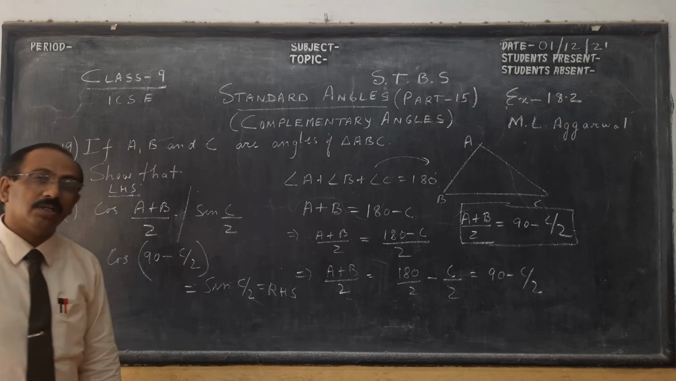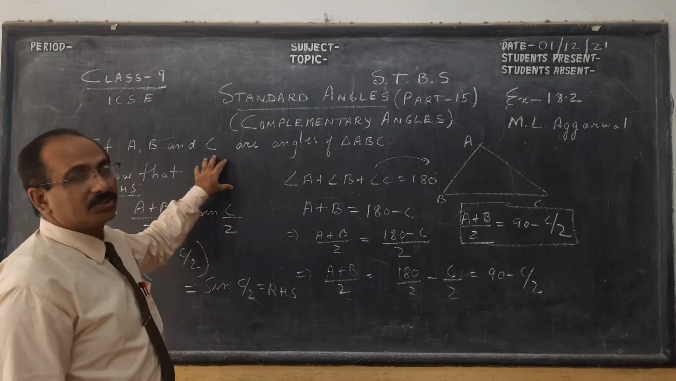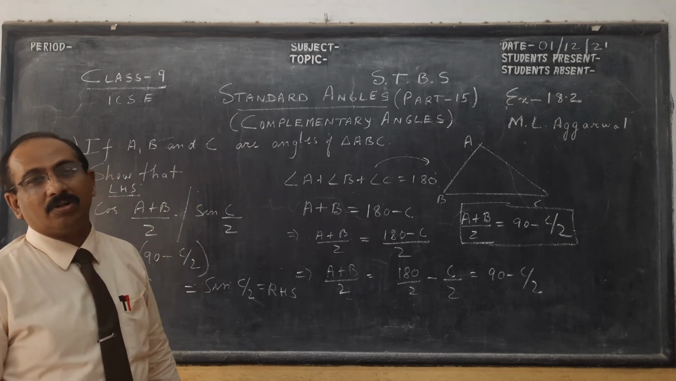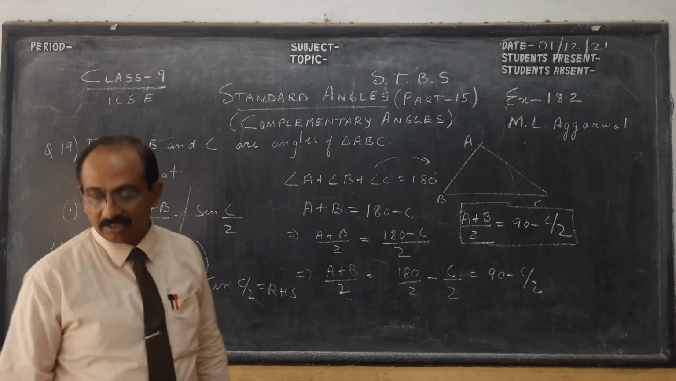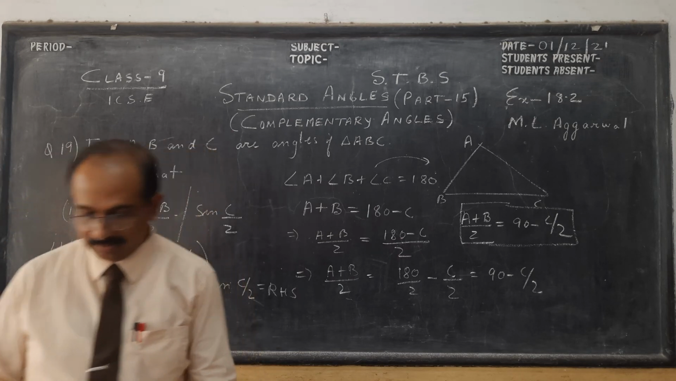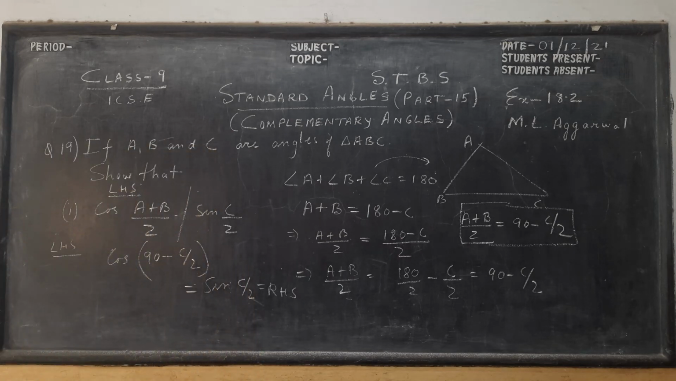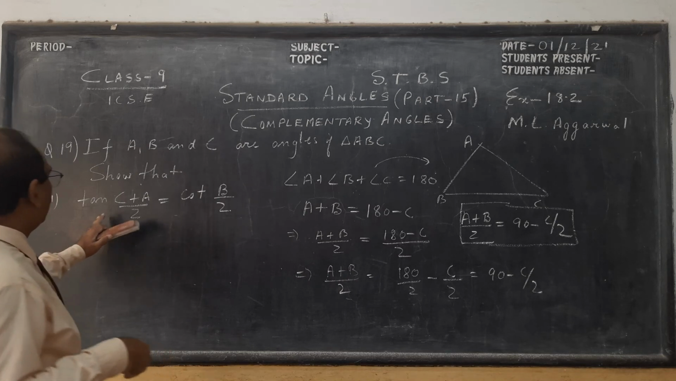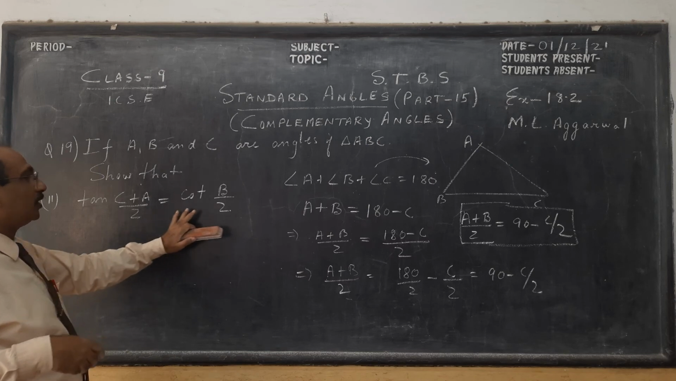Then I come to the very last question, 19.2 of my series of video lessons on trigonometry, exercise 17 and 18. So now we come to the very last question of this last part of my video lesson on trigonometry. You have to prove tan of (C plus A) by 2 is cot B by 2.